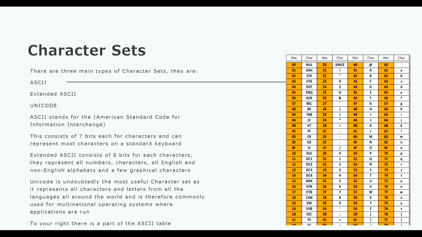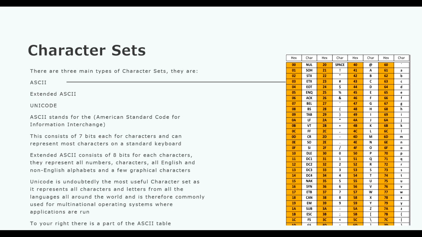Now we move on to extended ASCII. They consist of 8 bits, so from 7 to 8. And they can actually represent all numbers and characters, all English and non-English alphabets. When I say non-English alphabets, I mean other languages like French or German, where there may be dashes or signs over A's and vowels. Those are the non-English characters. And then a few graphical characters, like emojis and whatnot.